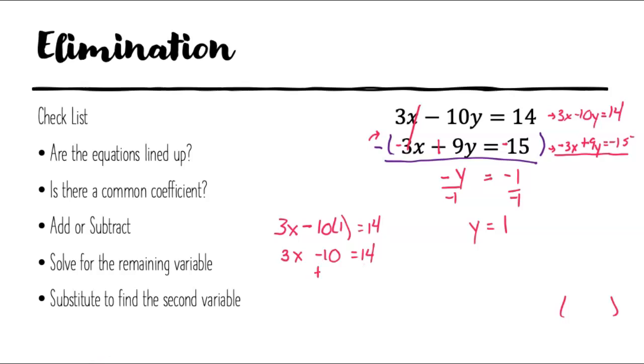Okay, moving that 10, so we're going to add 10 to both sides. And 3x is going to equal, well, 14 plus 10 is 24. Two-step equation. Now we're just going to divide by 3, and x equals 8. Now I have a solution. I know what x is, and I know what y is. So my solution, x, y, make sure you get those in the right order, 8, 1.